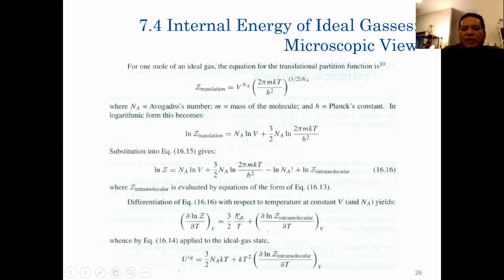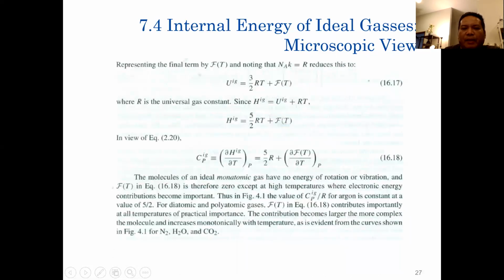Differentiating the equation with respect to temperature at constant V yields this equation here. Once equation 14 is applied to the ideal gas state, we get this. So U^IG is equal to this equation here. Representing the final term by F(T), a function of temperature, and noting that N_A k equals R, this reduces to this function here.